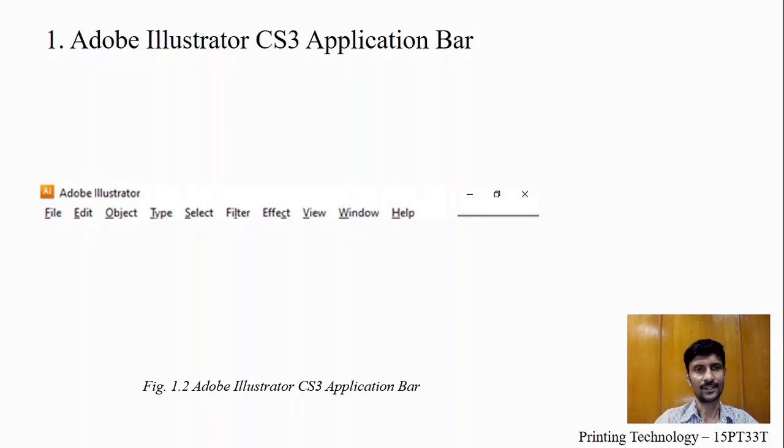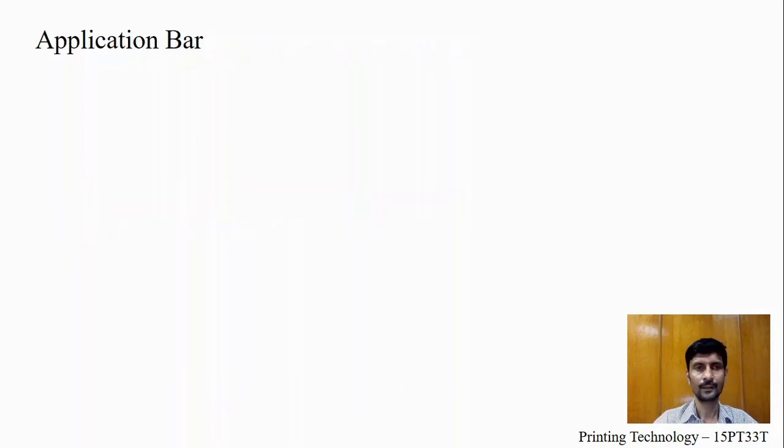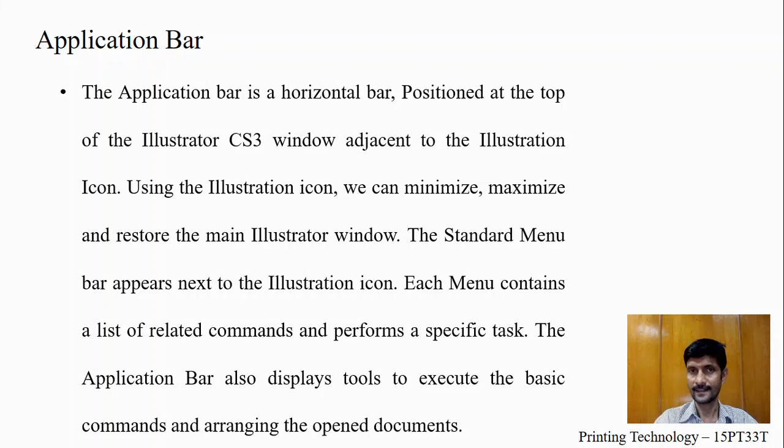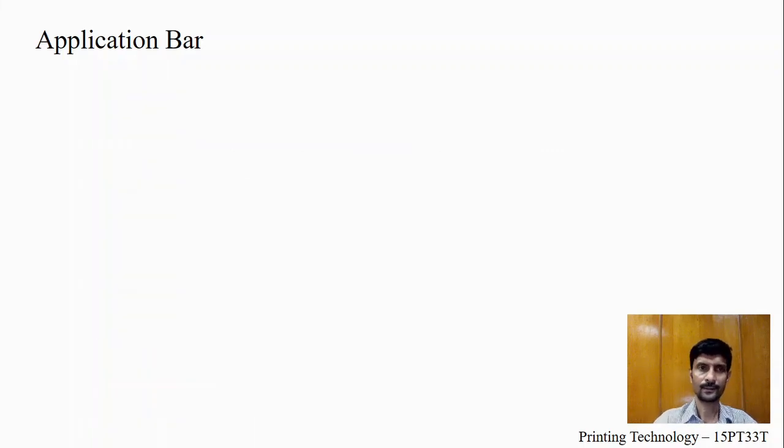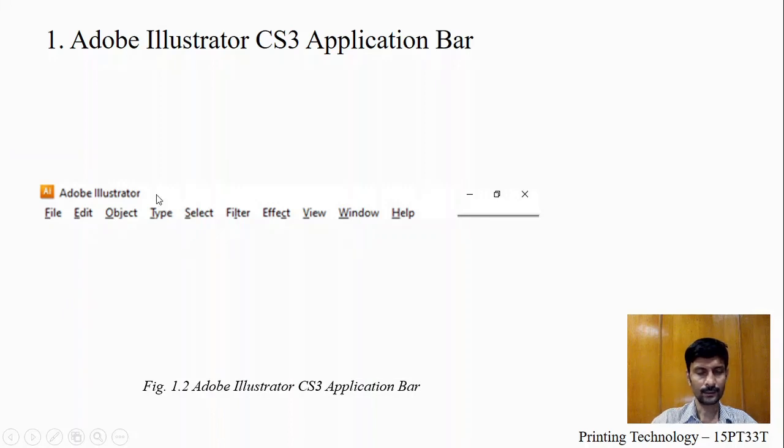Let's see the application bar. This is the diagram or figure of the application bar. Let us see what the application bar does. The application bar is a horizontal bar positioned at the top of the Illustrator CS3 window, adjacent to the Illustrator icon. So this is the Adobe software application bar. Not only this, whichever software you open, this bar at the top, the horizontal bar, is called an application bar. Below that is called the menu bar.